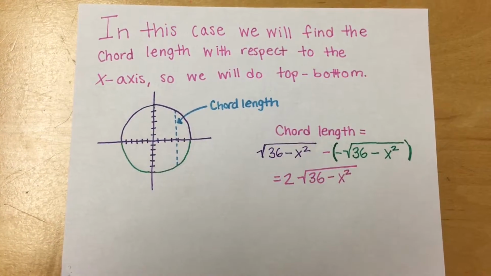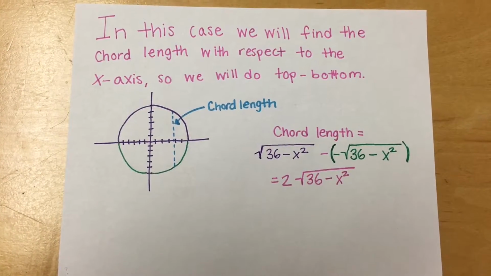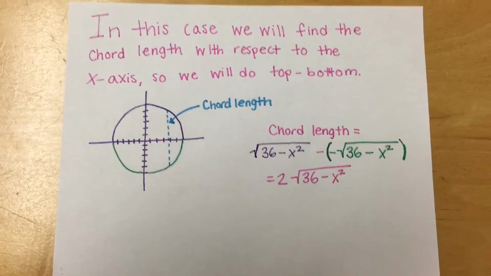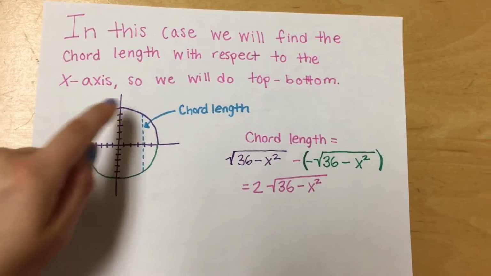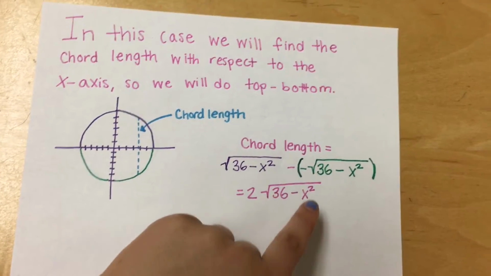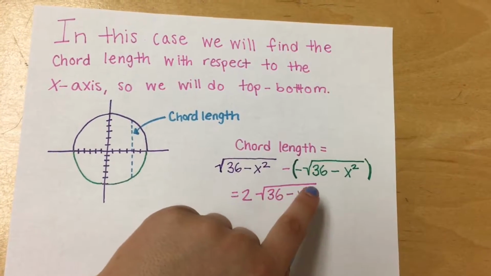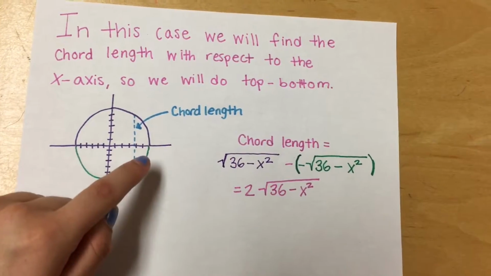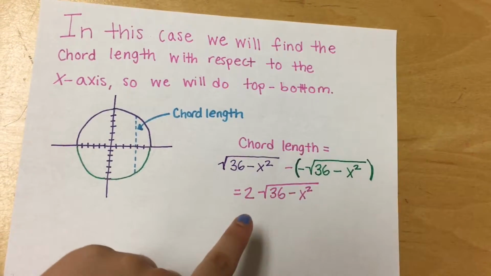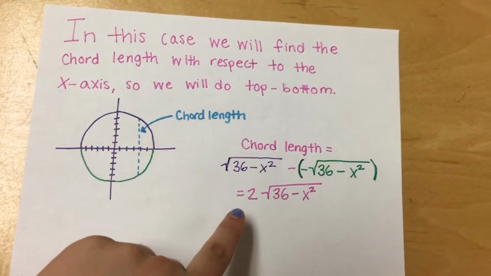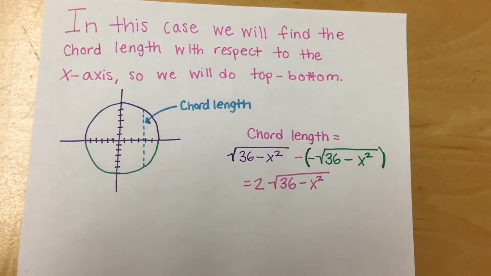In this case, we will find the chord length with respect to x, so we will do the top minus bottom. The purple square root of 36 minus x squared is the top version, or the positive version, and the green negative square root of 36 minus x squared is the negative version. We will be doing top minus bottom, so subtracting a negative turns into a positive, and that equals 2 times the square root of 36 minus x squared.